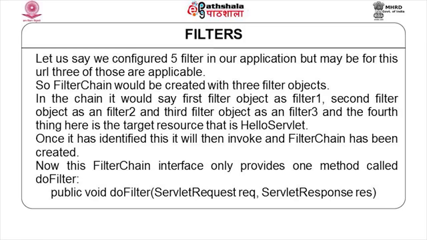Once it has identified this, it will then invoke. So, the filter chain has been created. Now, how does it work? The filter chain interface only provides one method, called doFilter. This doFilter method has only 2 parameters, the ServletRequest and the ServletResponse. So, what is being done here? The way the filter chain's doFilter method works is like this. When this filter chain was created, it has 4 elements here. First 3 are the filters and then the targeted thing.